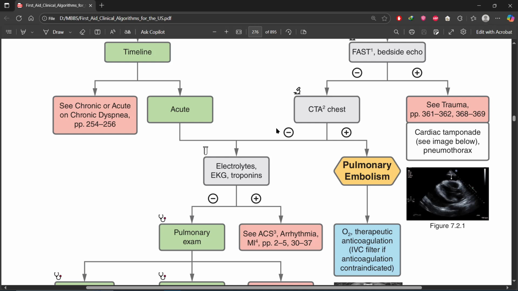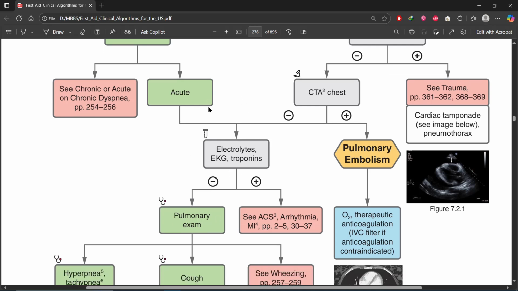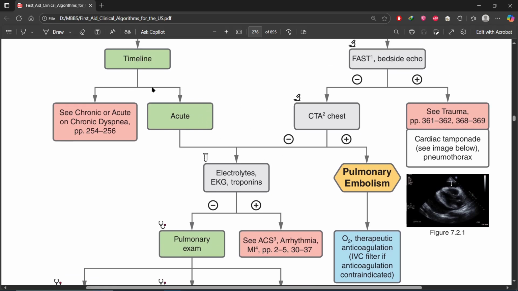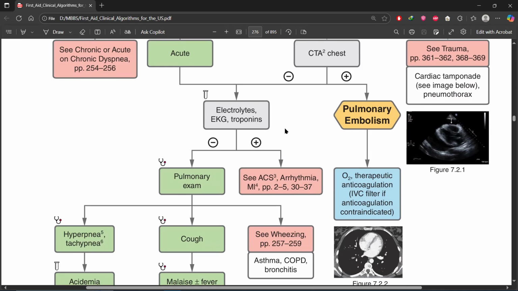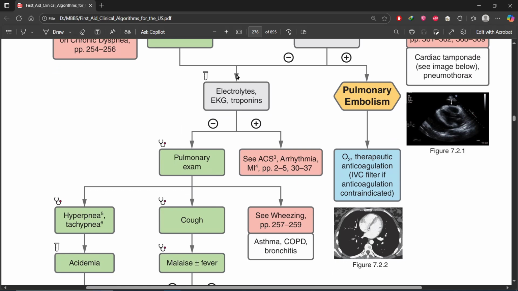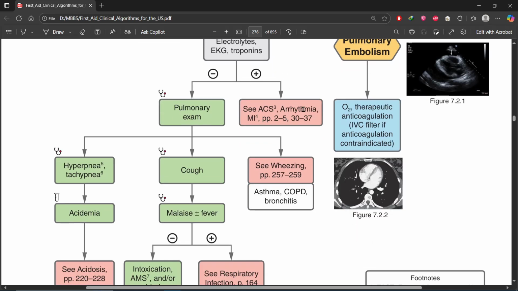But once we've ruled out pulmonary embolism, then we go towards the EKG and troponins. Now, this is an amalgamation of both of these steps. Once we have found out that it is truly acute and we've ruled out the dangerous acute conditions, now we go towards an etiology relating to the cardiac subject. So then we look at the electrolytes and EKG, and if they're positive, obviously we go towards the acute coronary syndrome and arrhythmia direction, and then we manage it accordingly.